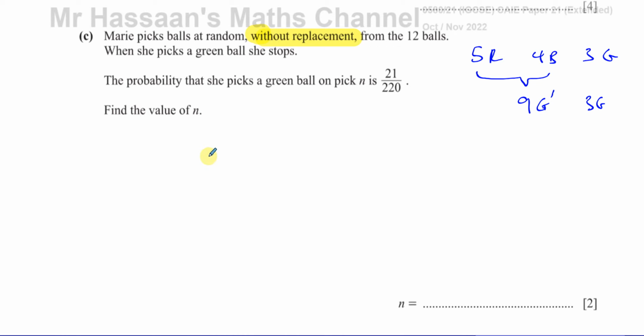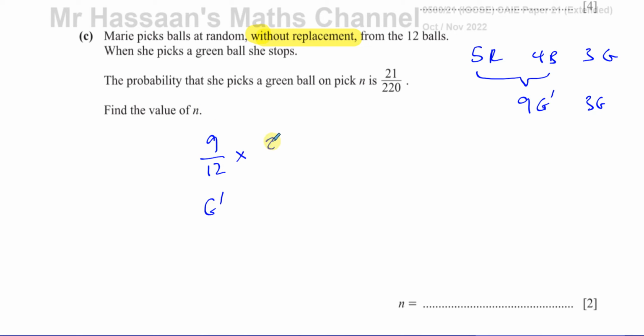So I would say, okay, for the first pick, let's say she picked a green, 9 out of 12. Okay, let's say they picked a green again, 8 out of 11. Okay, and then picked a green again, that would be 7 over 10. Sorry, not picked a green. My bad. I'm saying didn't pick a green. When you pick a green, you stop. Let's start that again. So 9 out of 12, not a green.